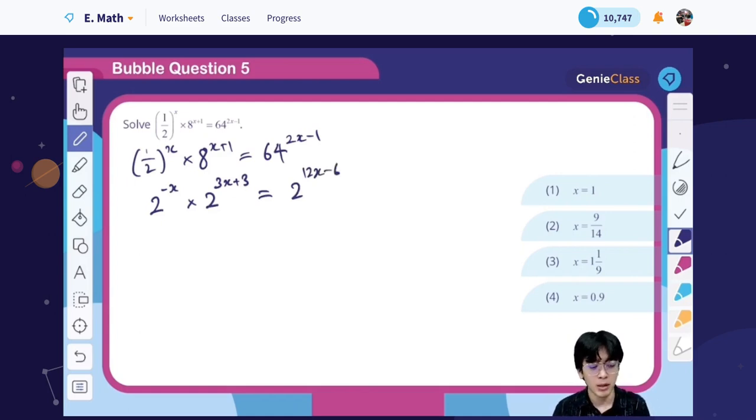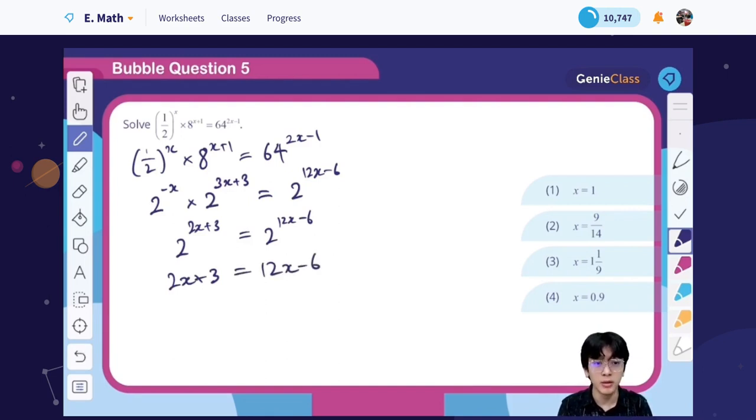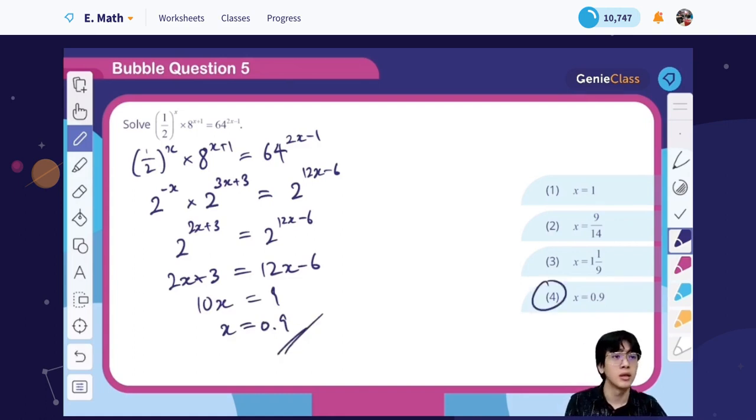Now we will combine everything. Add the powers, right? So I have 2 power negative x plus 3x plus 3, which is 2x plus 3, and then this remains here. Now that I have the same base equal to each other, my powers will be the same. So now we will solve for x. Solve for x, you have 10x equals 9, x equals 0.9. Option 4. Any questions?